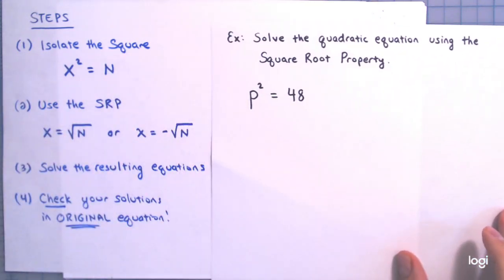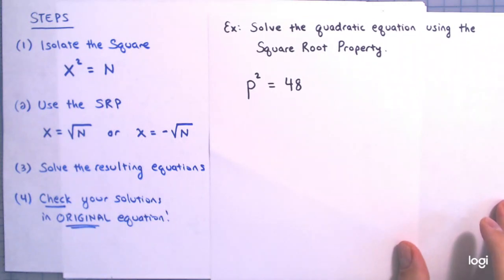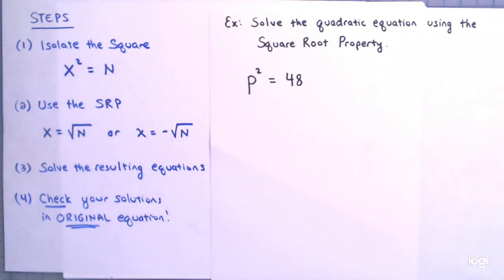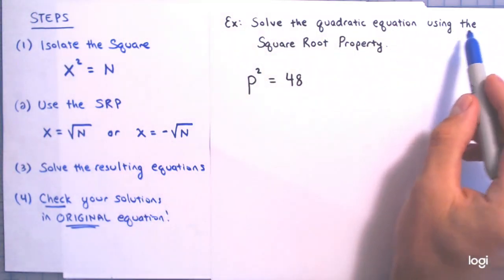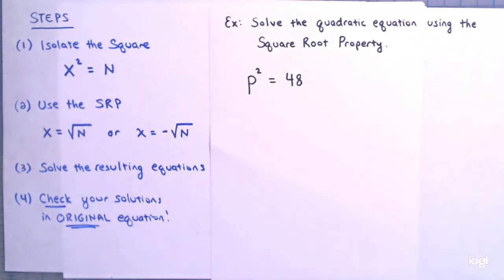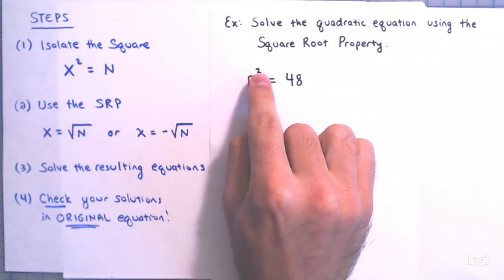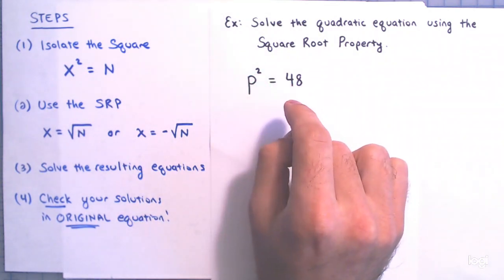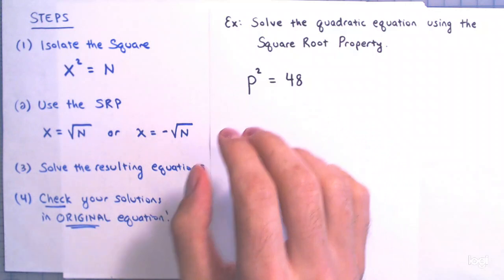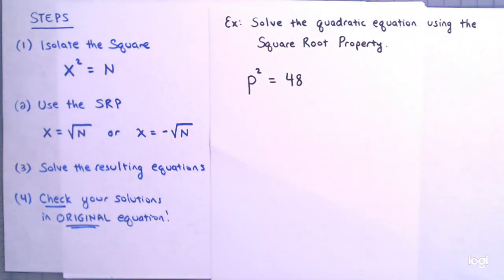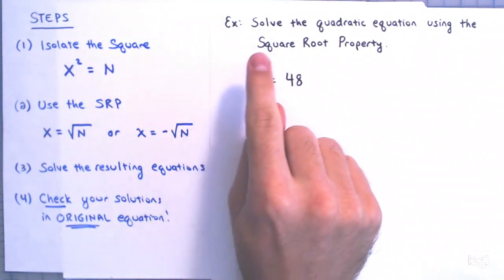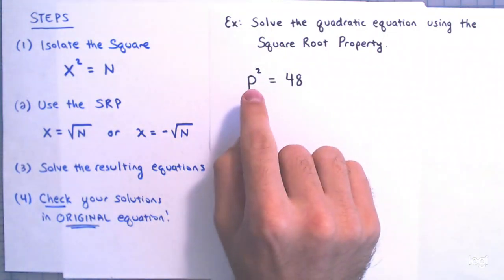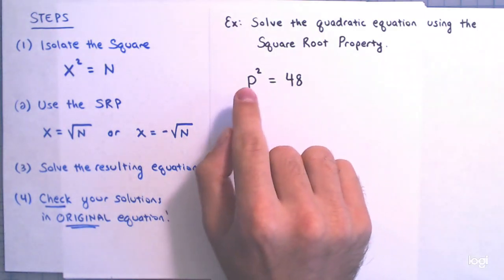here's my first example. All right, and what I'm asked to do in this example and all the examples for the rest of the video is solve the quadratic equation using the square root property. All right, so the first step, I have p squared equals 48. Notice that this is an equation where I could end up using the square root property because I have a variable inside a square and no variables outside that square, right? You're not seeing the variable of p anywhere else but inside that square.